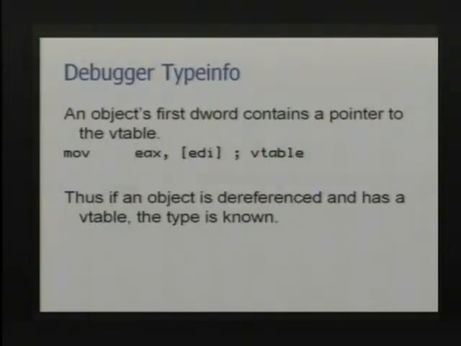Another way is back to our vtables. If you look at an object, the first dword on it points to the vtable. So we know that it has a vtable. So just like looking at a string, where it just dereferences and sees if there's a string there, how about we just dereference the pointer and see if that points to a vtable? That tells us it's our object, and then we know our type.